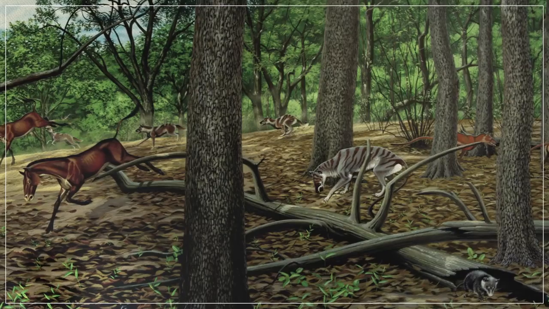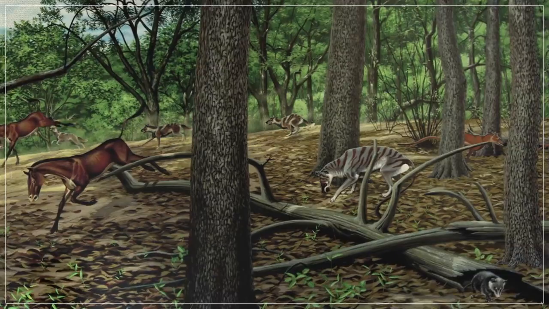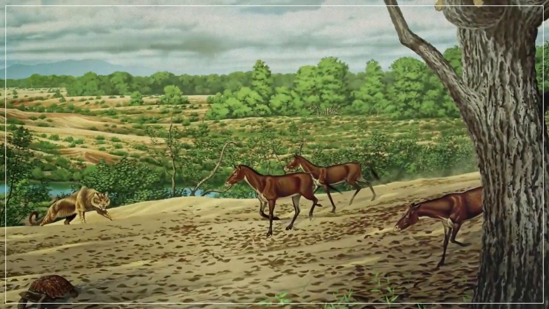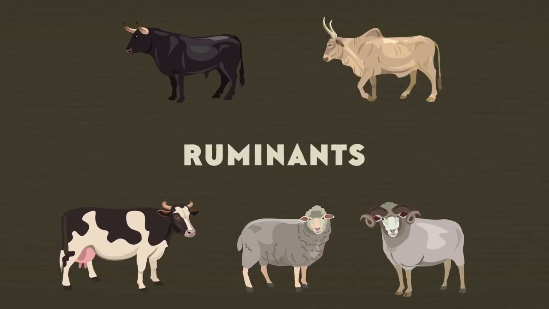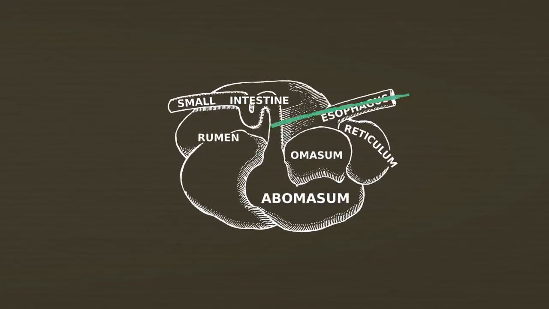Then, in the cooler, drier climate of the Oligocene, a new habitat appeared: grassland. And this was an enormous deal because the fibrous grass was harder to digest than the softer vegetation like leaves, which meant that animals had to adapt or die. Among the herbivores, the even-toed ungulates known as ruminants had the advantage because they had an extra stomach chamber where grass could be fermented and partly digested, then sent back to the mouth to be chewed again.